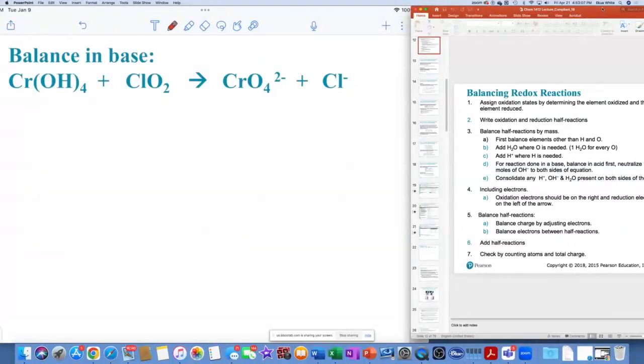Assign oxidation numbers. This would be -1. This one here is -2 for each oxygen. So we end up with -8, but this is plus -2. This has to be +6, right? +6 right here for each chromium, -2 for each oxygen. So chlorine has to be +4, right? Because these oxygens, you have -2 to make -4, so chlorine has to be +4.